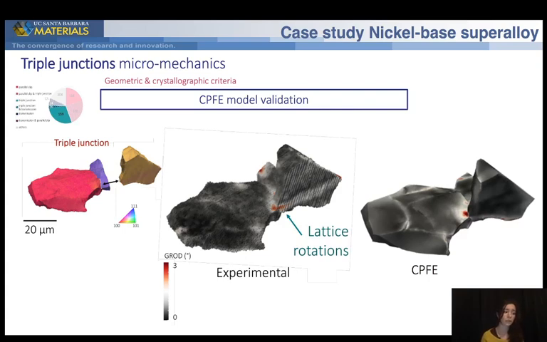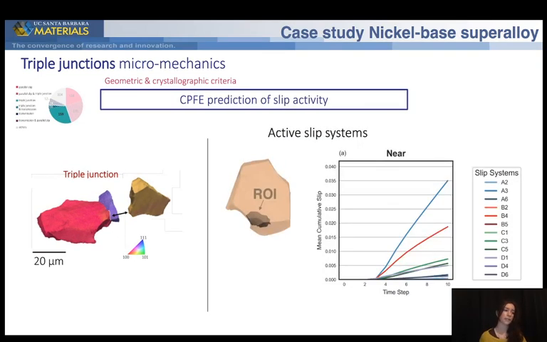This is particularly remarkable given the size of our datasets, and we believe that such good agreement is only possible when calculations are done on a real 3D dataset with all the grain orientation, structure, morphology, and neighborhoods. So since our model is validated, we can go back to our triple junctions of interest.